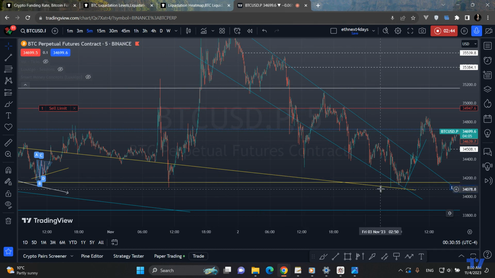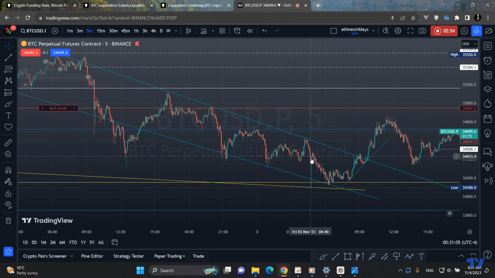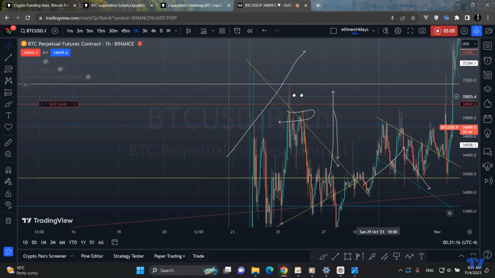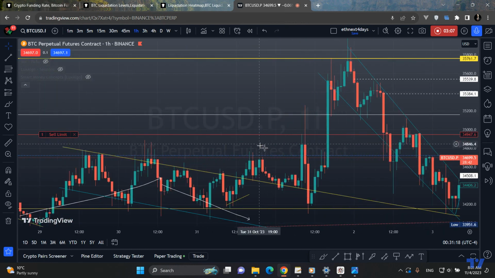If you take a look at it, with this dump we essentially made a double bottom with the 5 minute candle. So this looks like a good liquidity clear out. Then it consolidated and moved outside of this parallel channel or descending wedge. Now I want to show you guys the same thing on the 1 hour.